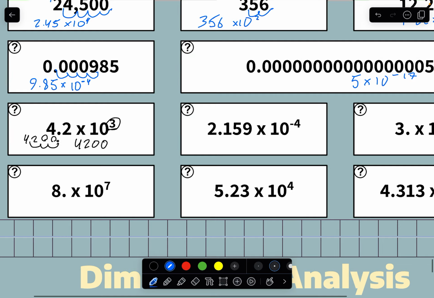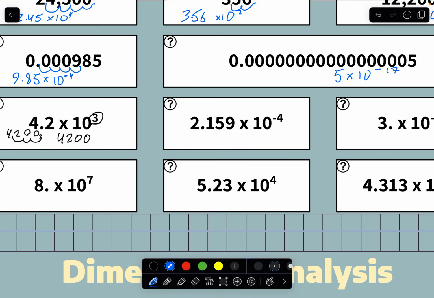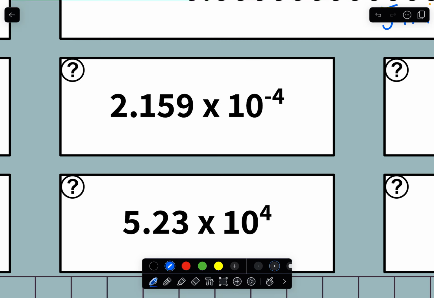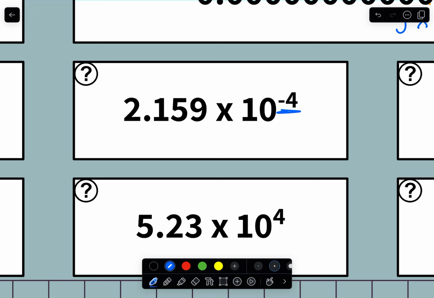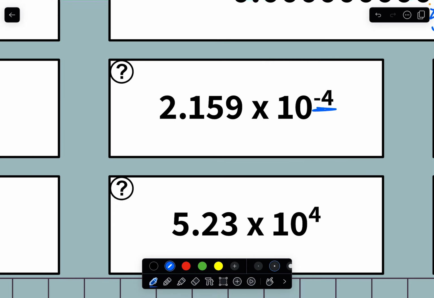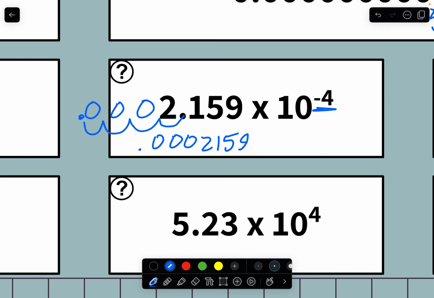All right, let's do a couple of these down here where we're changing out of scientific notation. So 2.159 times 10 to the negative 4. It's a negative exponent. We're going to make it smaller than 1, so we move to the left. So 1, 2, 3, 4. That's our new decimal point. Going to put some zeros in the empty spots. If there is a spot here that has a number, we don't put a 0 there. So our new number is 0.0002159, and that's it.